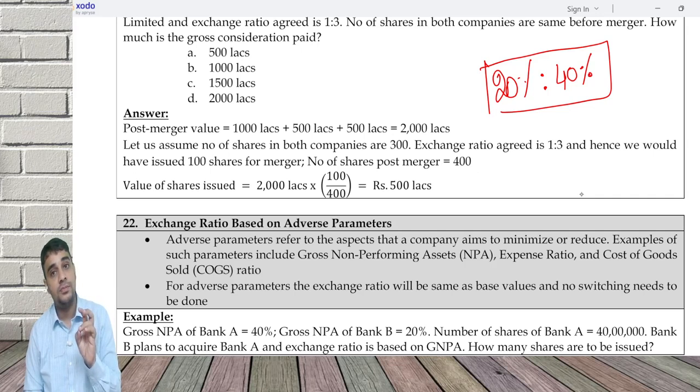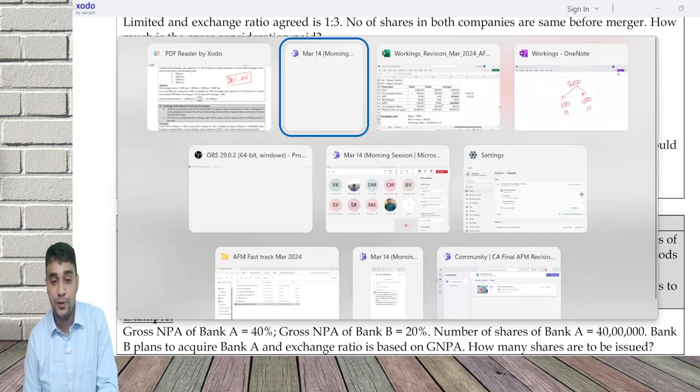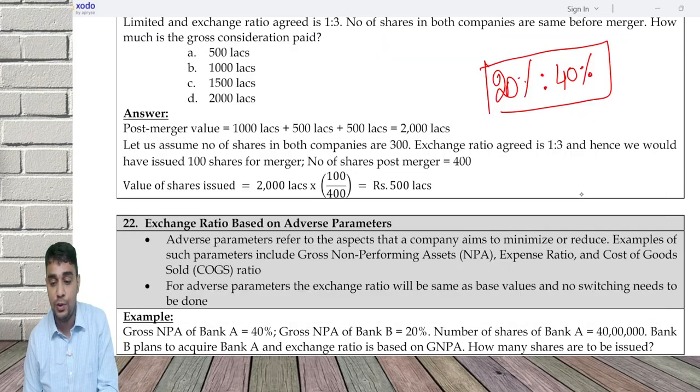Loss. So let's assume the basis is loss. If the basis is loss, write the base value, and that's the exchange ratio. No swapping is needed if you are dealing with any adverse parameter. If you swap, what happens? If you swap an adverse parameter, you are basically telling them, you do bad performance, we'll give you more shares.